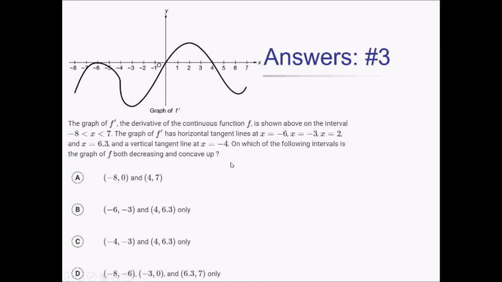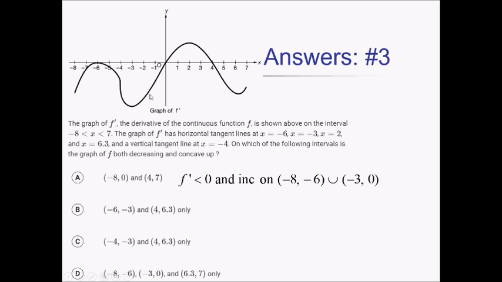So what they want to know is on which interval is the graph of f both decreasing and concave up. So for this, we need to know where f prime is negative and increasing. Looking at our graph, we can see that f prime has a value that's less than 0 and is increasing at the same time on the interval from -8 to -6. Also on the interval from -3 to 0, so that vertical tangent line is not affecting us at all, but that would have been a place where f prime or f double prime didn't exist anyway. F prime is fine on that though.